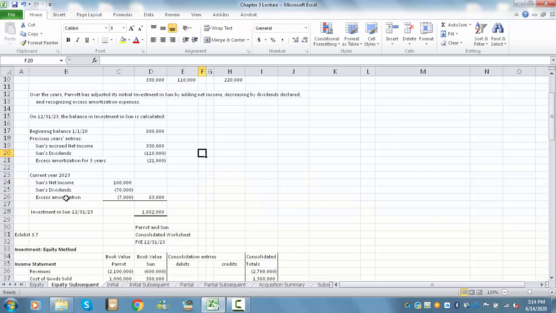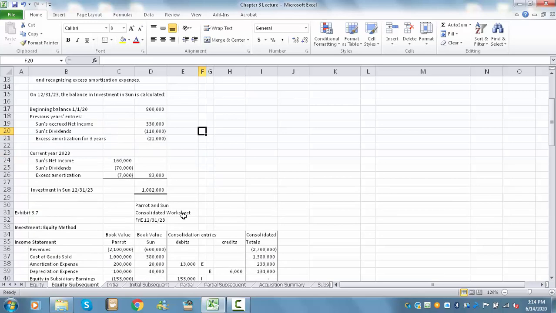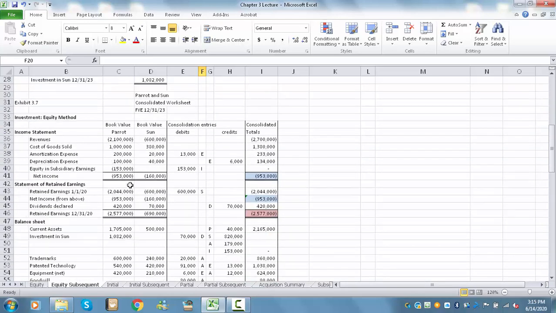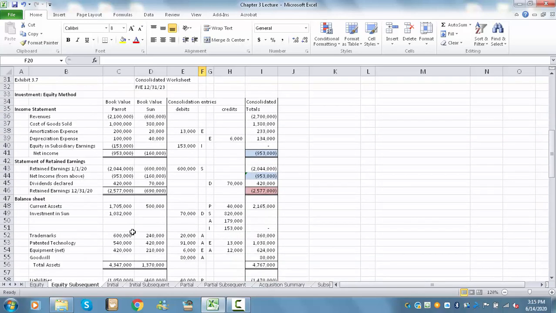Then for the current year, Sun's net income is $160,000, their dividends $70,000, their excess amortization $7,000, and the investment in Sun at 12/31/23 is now $1,082,000. So we get ourselves a worksheet.